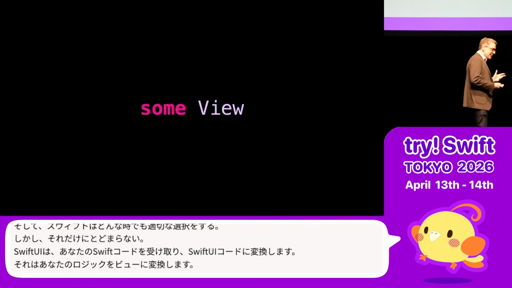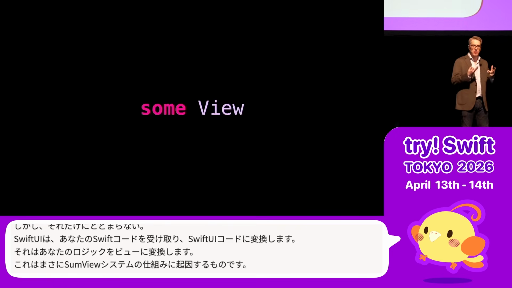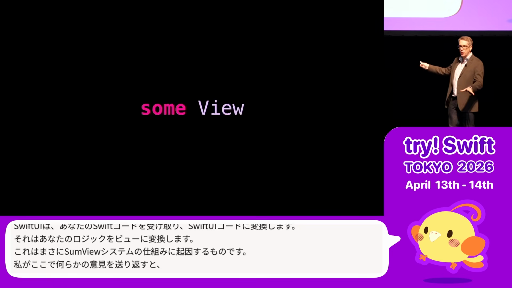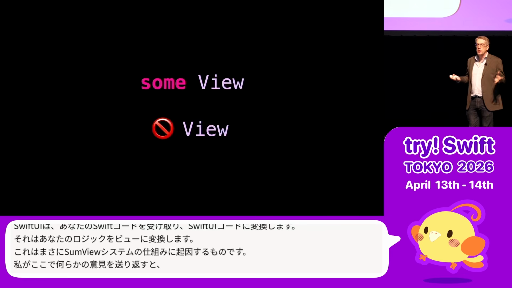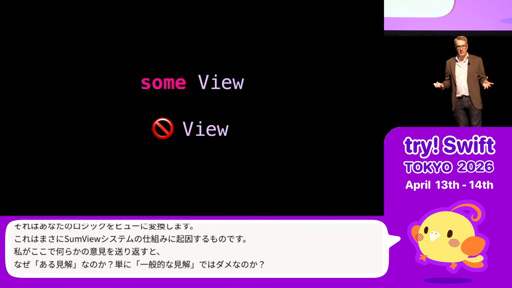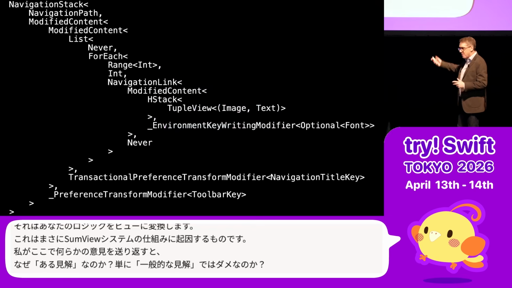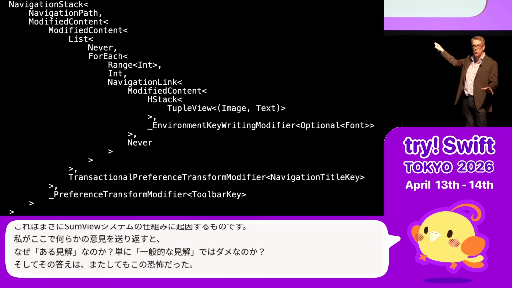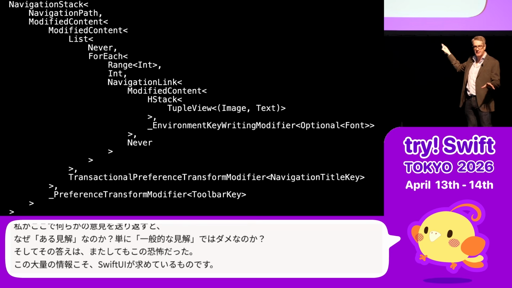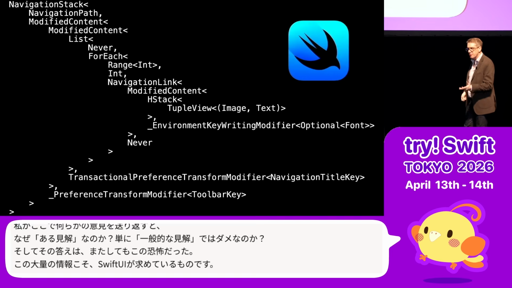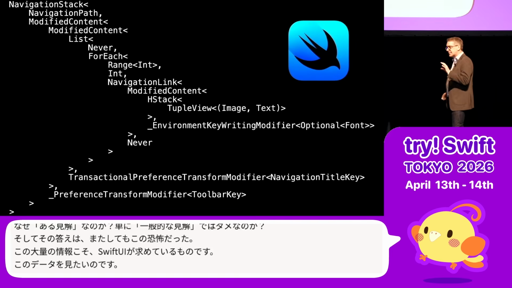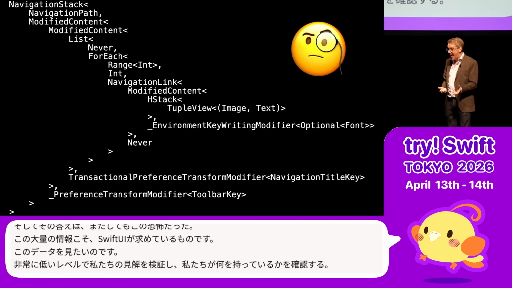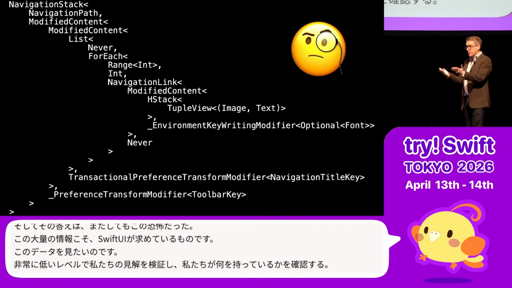And this is really down to the way the some view system works. When I send back some kind of view here, why is it some view? Why not just a view generally? And the answer is this horror again. This large piece of information is what SwiftUI wants. It wants to see this data. It wants to inspect our views at a very, very low level and see what we have. But why does it care that much what we have? Just show it on the screen already.